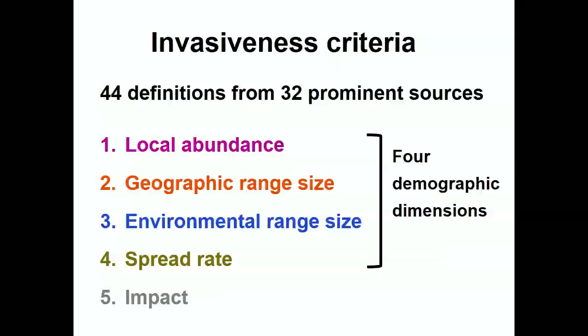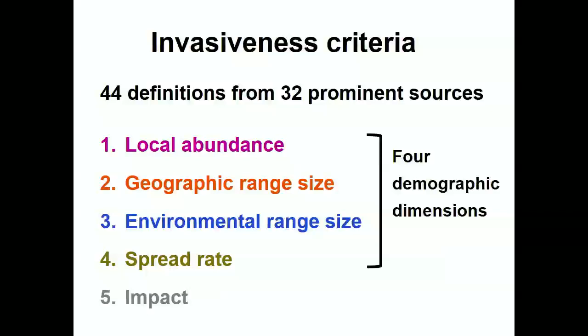To get an idea about the criteria that we use to identify invasive and non-invasive species, we looked across 32 prominent sources or references. These are academic, policy, things like the IUCN, and databases. And it boils down to these five criteria. I'm going to focus on the first four, and these are what I'm going to call demographic dimensions, because they relate to species abundance and distribution in the landscape. And then we've got impact at the bottom, and I can discuss afterwards why we don't actually focus on that one, if you like.